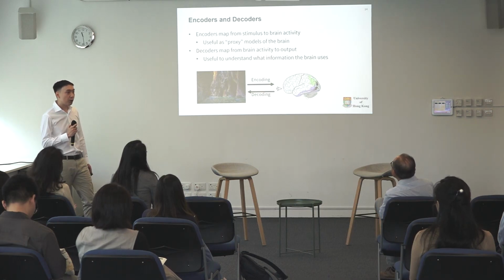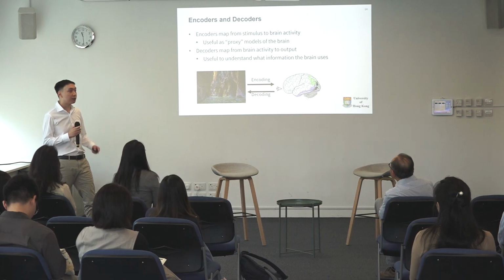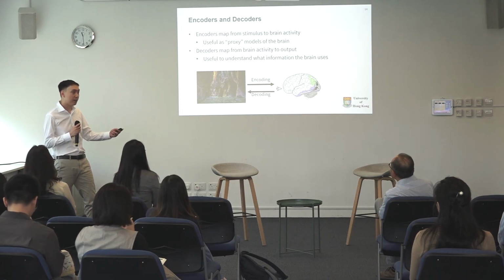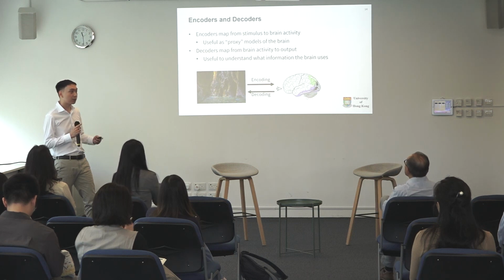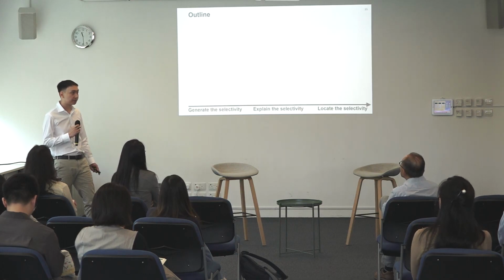Before I go any further, I really want to talk about encoders and decoders. This is like the bread and butter for computational neuroscience. The encoders map from stimulus to brain activity. So you see an image, and the encoding model predicts what your brain activation is like, while decoders do the reverse. It maps from brain activity to the image or some text or something like that. Encoders are really useful as proxy models of the brain, while decoders are useful in telling you what information the brain is currently processing.